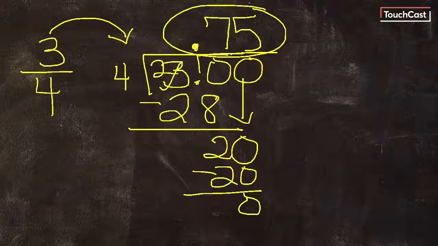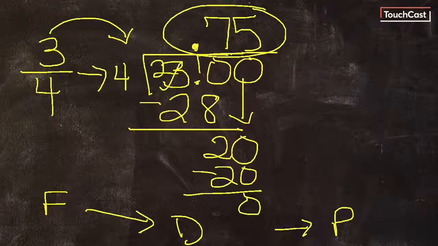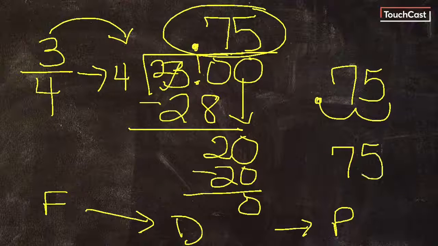However, we're trying to get from a fraction. This is the fraction. This is the decimal. We want to get to a percent. Remember, to go from a decimal to percent, we simply bump our decimal 2 places to the right because we're going from D to P, and we now have 75%.